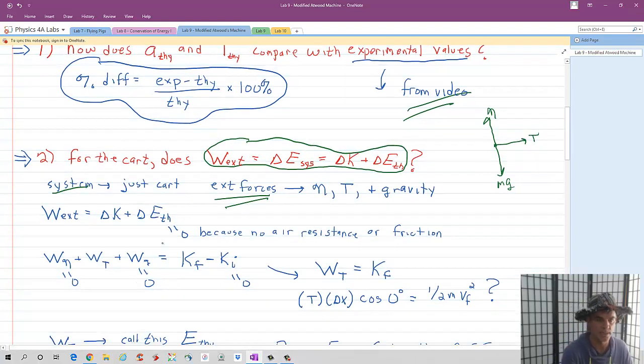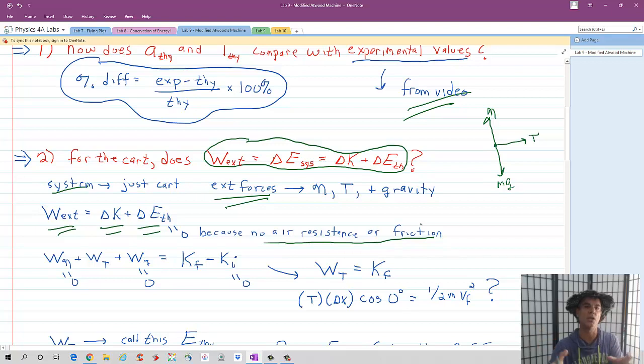So what we're looking at is, does the work done by all external forces equal the change in kinetic energy plus the change in thermal energy? Well, we're going to ignore air resistance and friction, so we're going to assume it's just kinetic energy that's changing. And so the work done by all external forces is the work done by the normal force plus the work done by tension plus the work done by gravity. Since the displacement is horizontal and the normal force acts perpendicular to the displacement, so does gravity, the normal force and gravity are not doing any work.